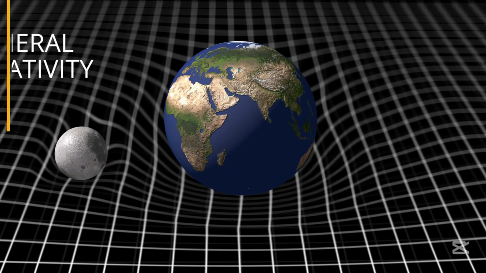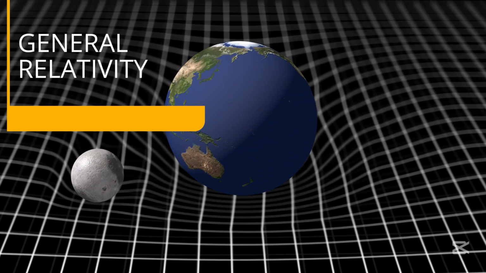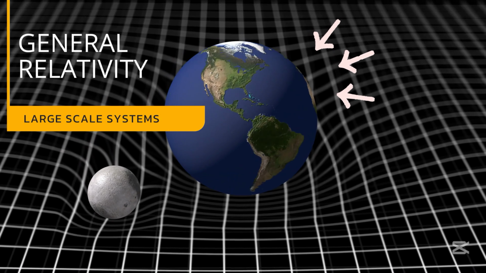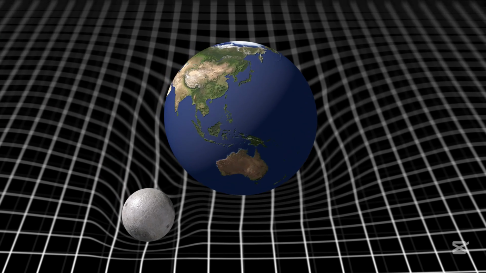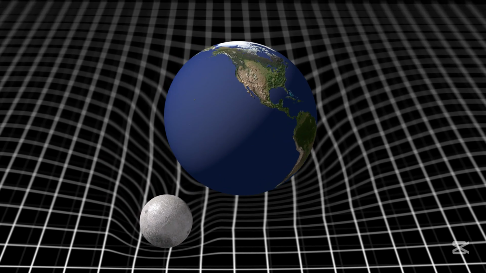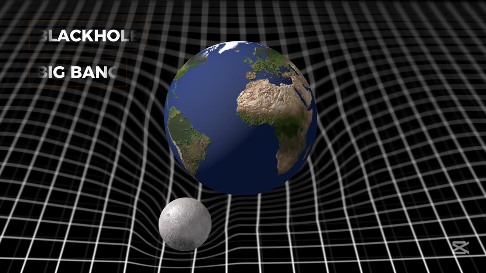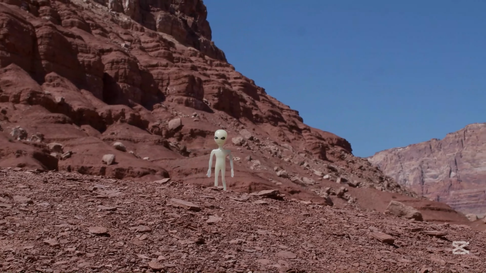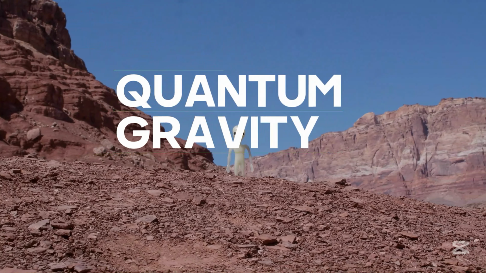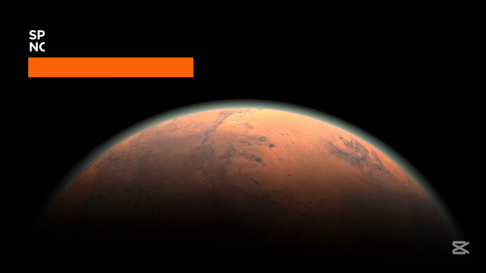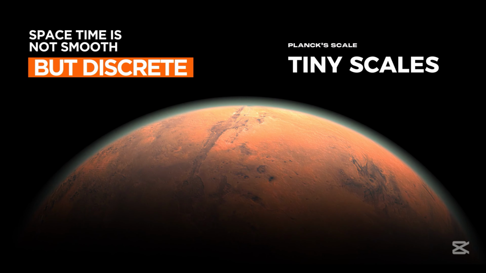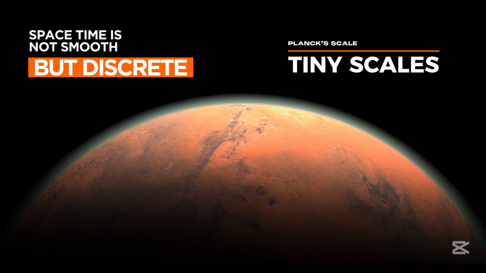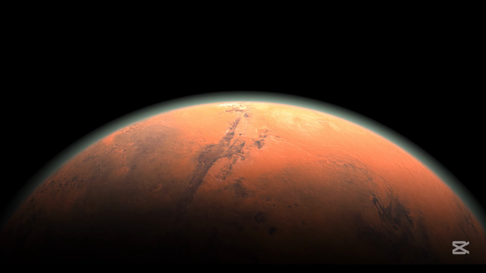General relativity, or GR, describes gravity as the smooth curvature of space-time. It works extremely well for large-scale systems like planets or GPS. Its framework is classical field theory, and it predicts singularities where physics breaks down, like black holes and the Big Bang. Quantum gravity, or QG, on the other hand, tries to apply quantum rules to gravity. It assumes space-time is not smooth but discrete, quantized at an incredibly tiny scale called the Planck scale. It also tries to fix singularities by using quantum effects.